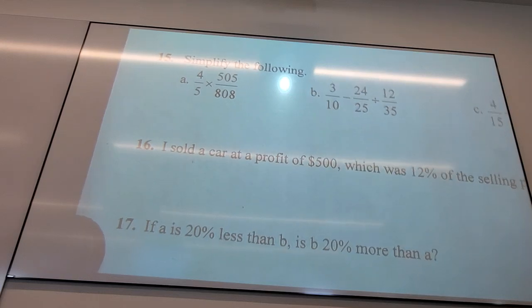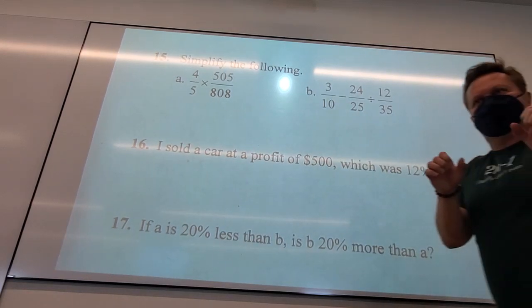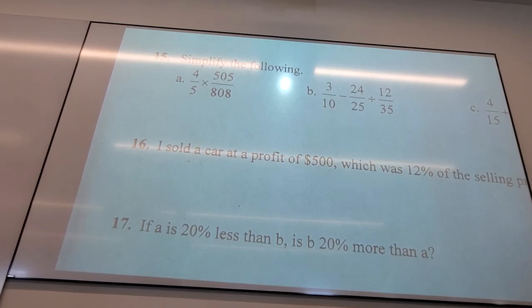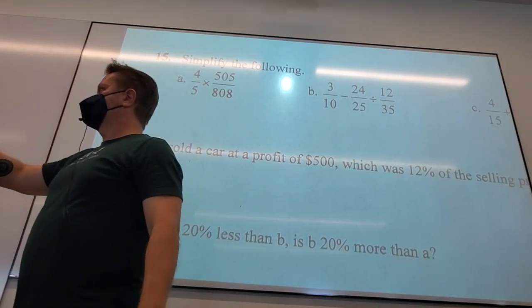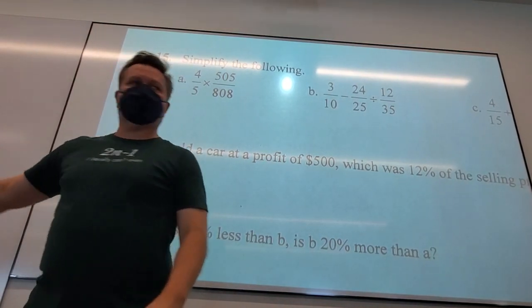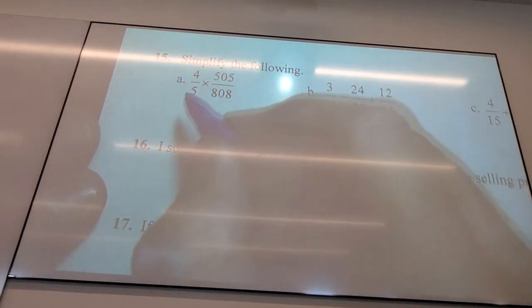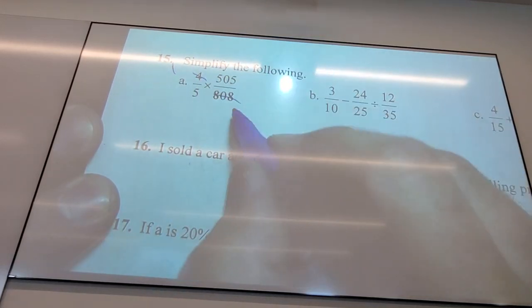15A. Okay, so guys, I feel like I'm telling you a secret. On 15A, what can you do first? You can simplify, like, divide each by, cross reduce, yes. Does 4 go into 808? Do that first. 4 goes into 808 how many times?